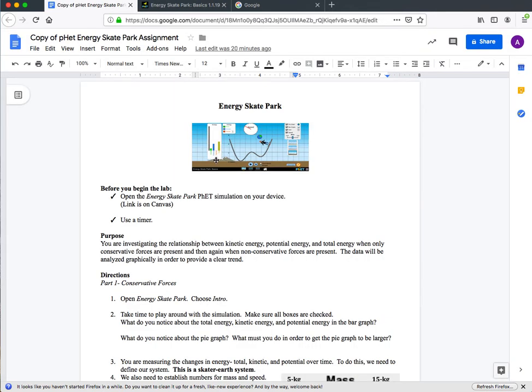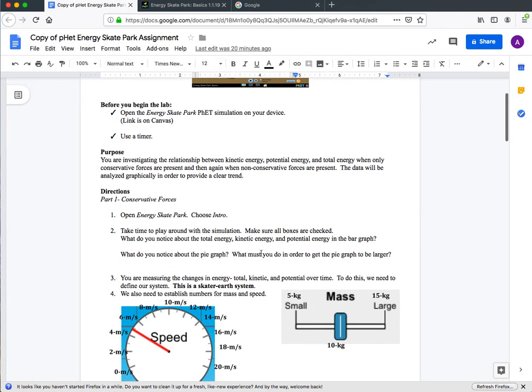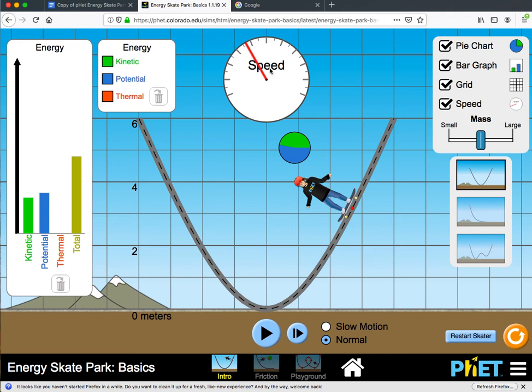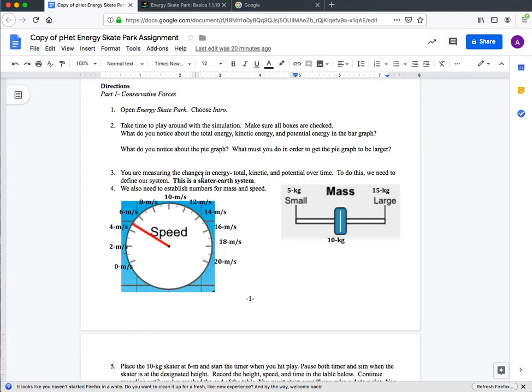So I come back to my assignment. It asks you a question about your bar graph and your pie graph. And then it tells me to establish a number system for both your speed and the mass, because of course, if you go back to the actual simulation, the simulation does not have that. If you look, the long lines go by 2s, starting with 0, all the way up to 20. That means the little lines represent the 1s. For the mass, the small skater we're going to define as 5 kilograms. The large would be 15 kilograms, and right in between is 10 kilograms.